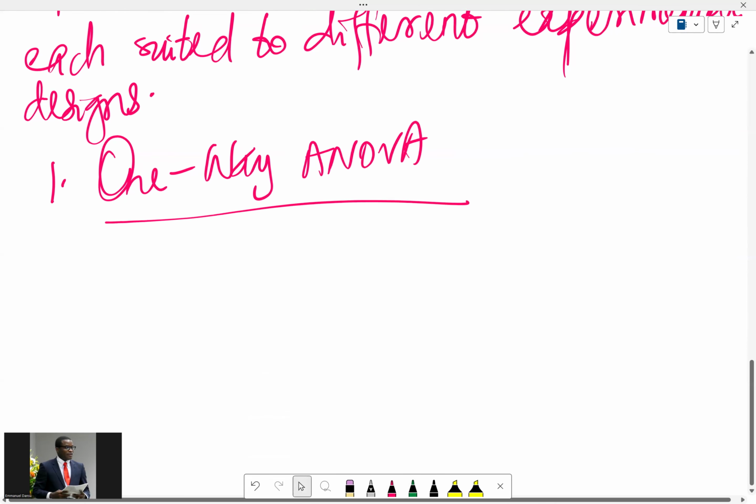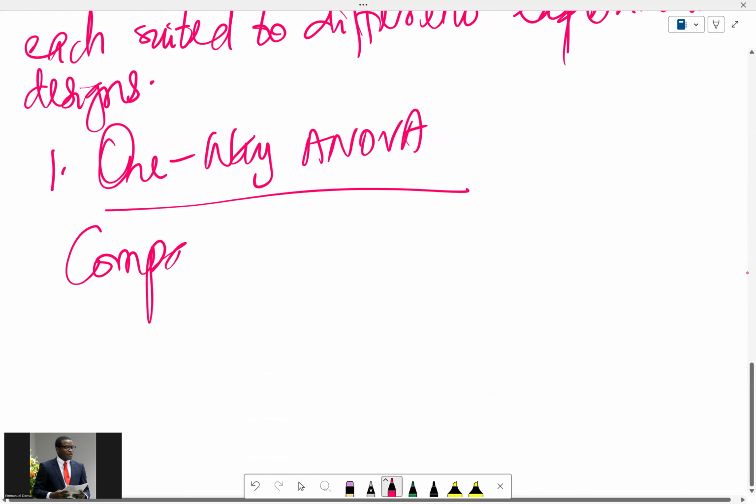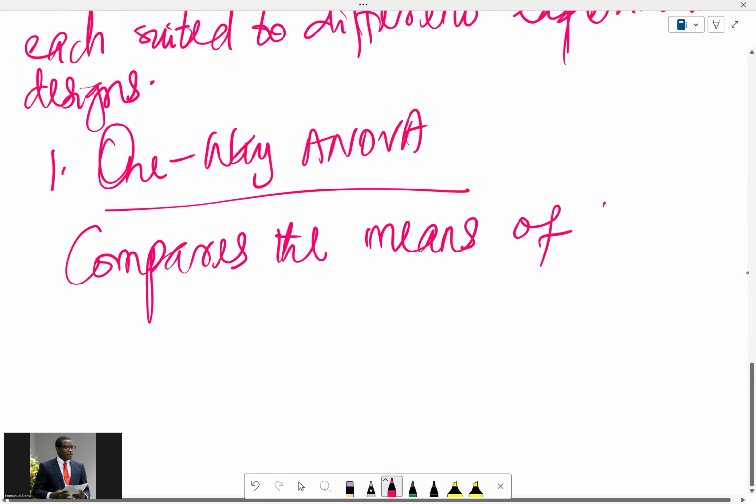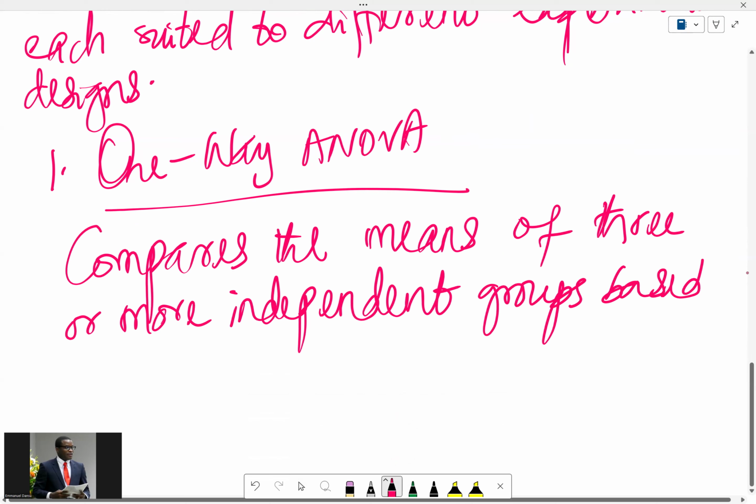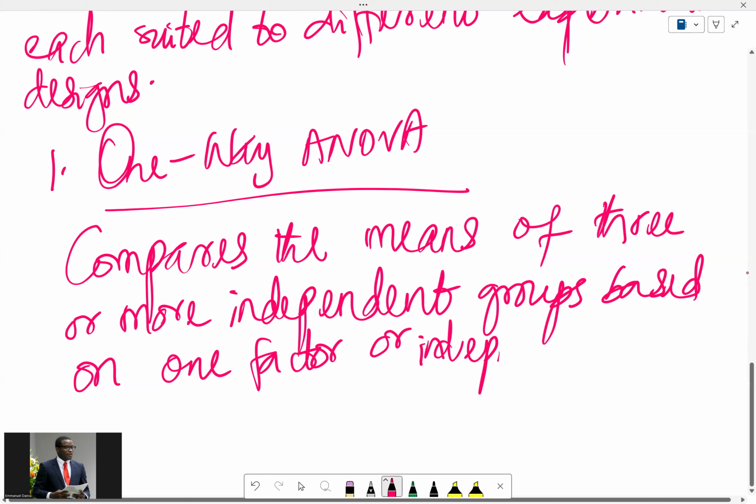So one-way ANOVA compares the means of three or more independent groups. If the groups don't have anything in common, then you can use it. It is based on one factor. I think that's the key word: one factor, or one independent variable.